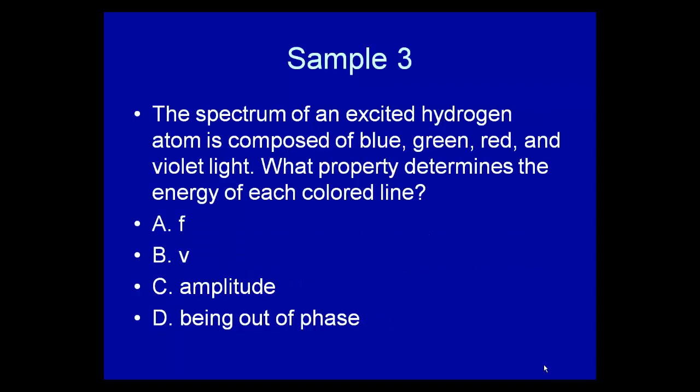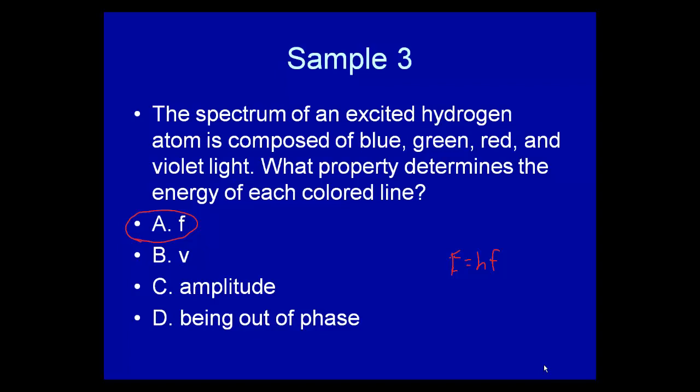Now, the spectrum of an excited hydrogen atom is composed of blue, green, red, and violet light. What property determines the energy of the colored line? Later we'll talk about why that happens, but right now I'm just telling you that that does happen. So what determines the energy? Well, E is equal to hf, so obviously frequency has to be the winner. Frequency determines energy of light.